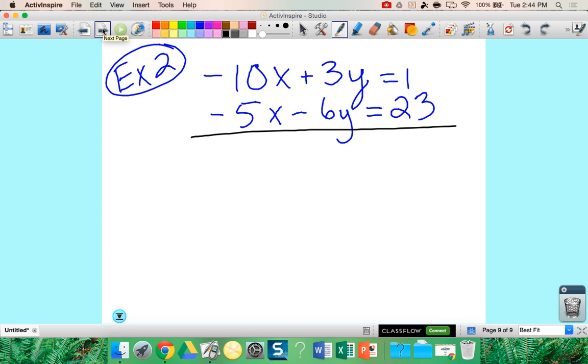Here, are we already set up to eliminate something here like x or y? Okay, so let's look at the x terms. In that top equation we have negative 10x. In the bottom equation we have negative 5x. Are those coefficients opposites of each other?